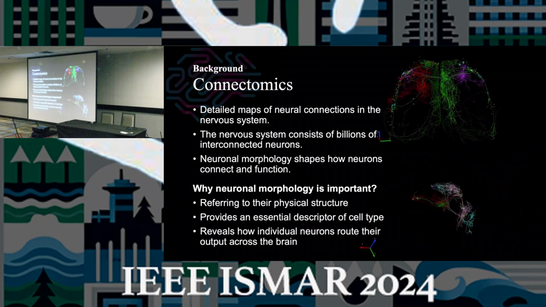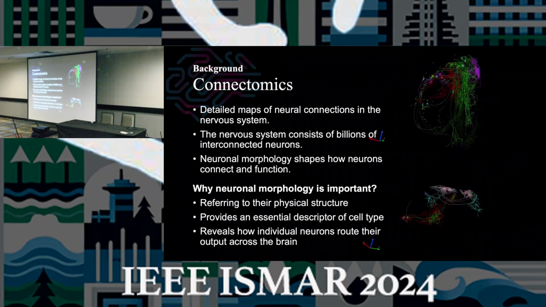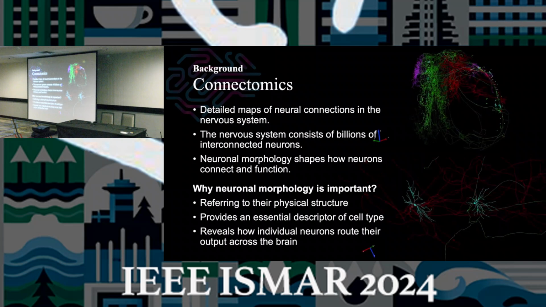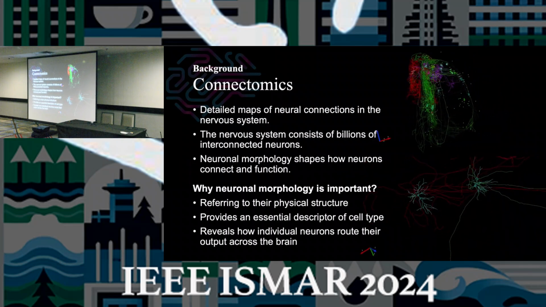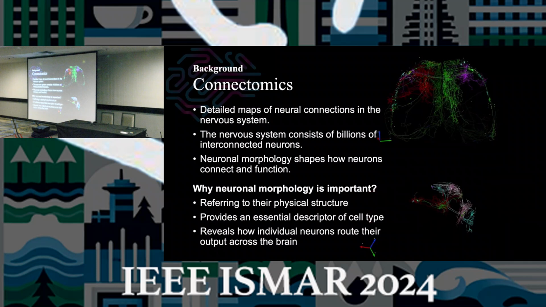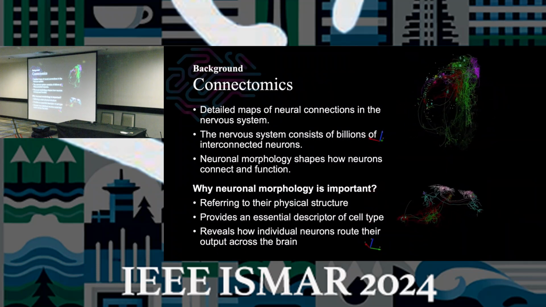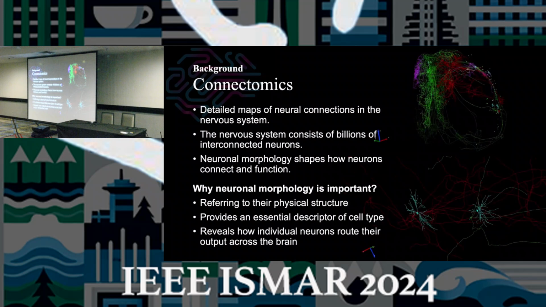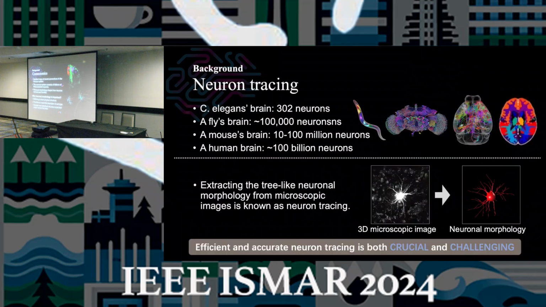Each neuron has a unique structure, and this morphology gives us important clues about its function. It helps us determine how individual neurons send signals across the brain, driving everything from movement to memory and cognition. Here, we have a comparison of different brains, from C. elegans to humans. As you can see, the number of neurons increases dramatically. With this increase in complexity, mapping those neuronal connections becomes more challenging.